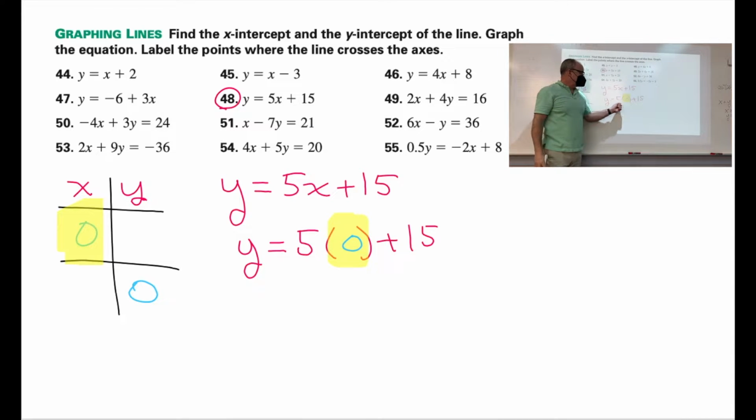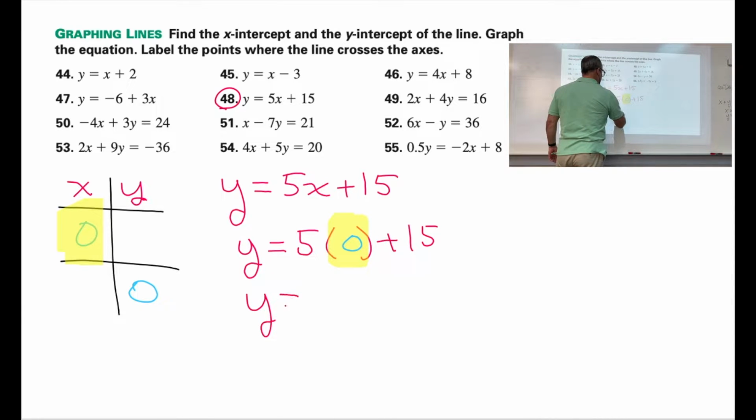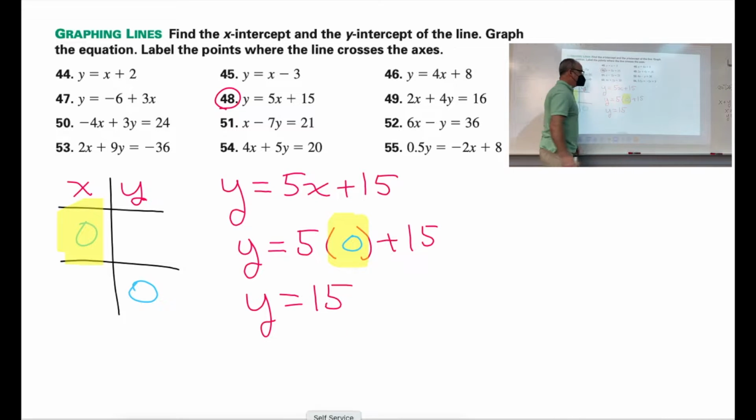Hey Zoli, what's 5 times 0? 5 times 0 is 0 indeed. So I don't have to write that. And y just equals 15. I'm actually done solving. If x is 0, y is 15. It's not just a solution to an equation, it is a point on a graph.